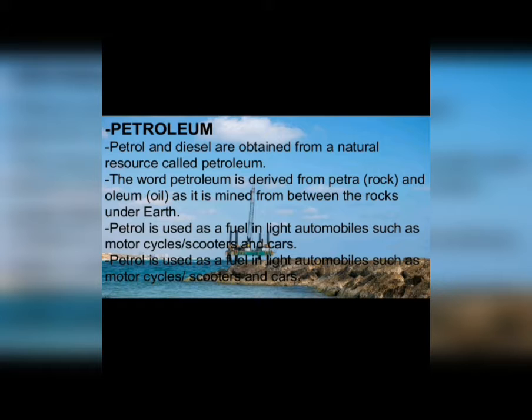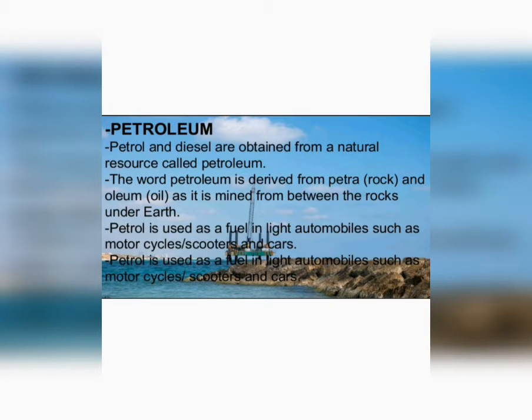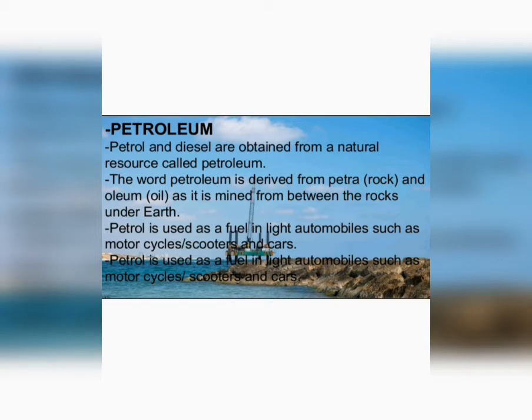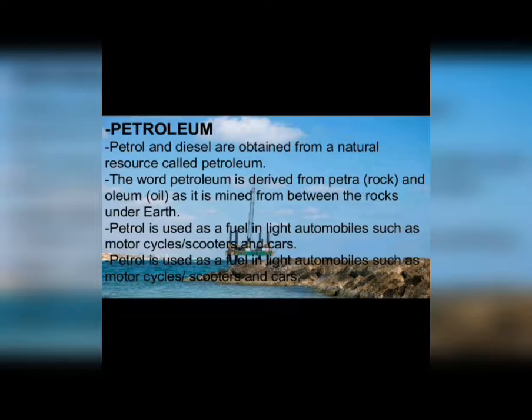And students, this petroleum is not a single compound. In fact, it is a complex mixture of compounds that are known as hydrocarbons. Hydrocarbons are the compounds which are made up of only two elements, that is carbon and hydrogen. That is why the name hydrocarbon. So basically, petroleum is made of a mixture of compounds known as hydrocarbons, made of hydrogen and carbon.